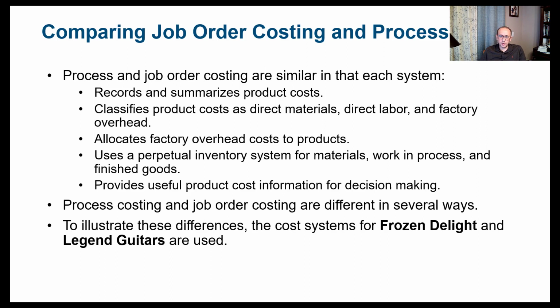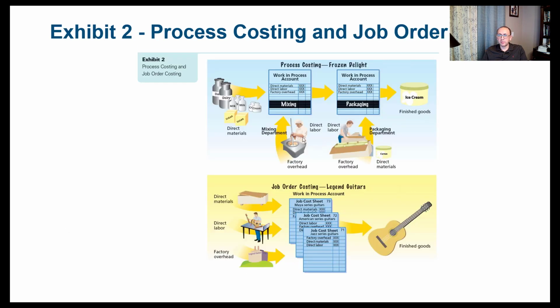So process costing and job order costing are different in several ways. And to see an example, I think, is a better way to understand the difference. Here we're using the cost systems for Frozen Delight, which is an ice cream manufacturing company, and Legend Guitars, which is the example we've used before about a company that manufactures guitars. So here we see this example.